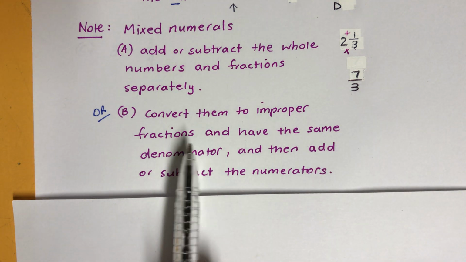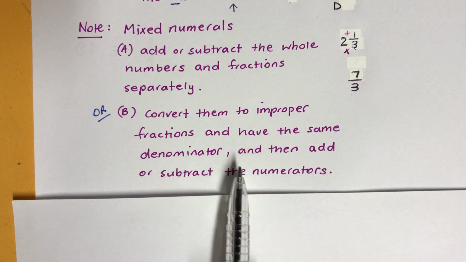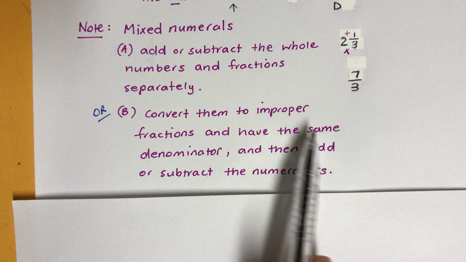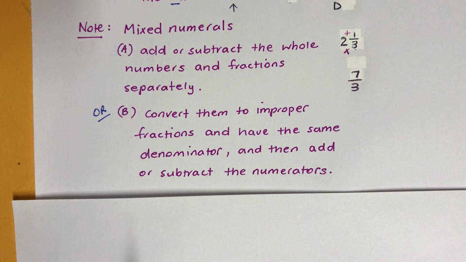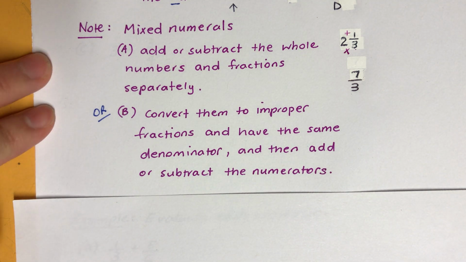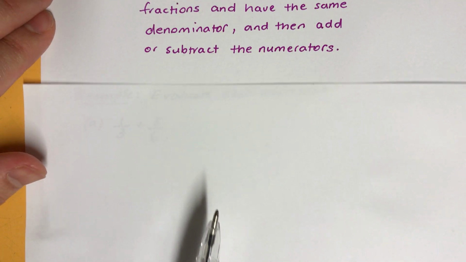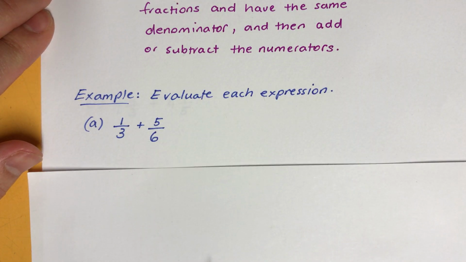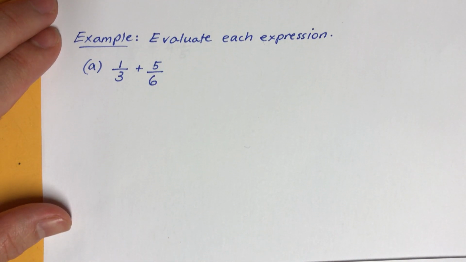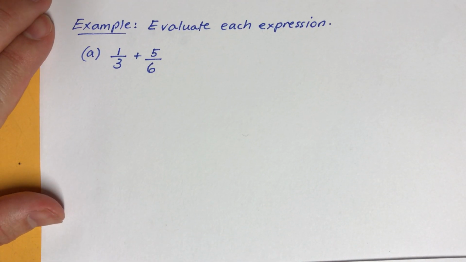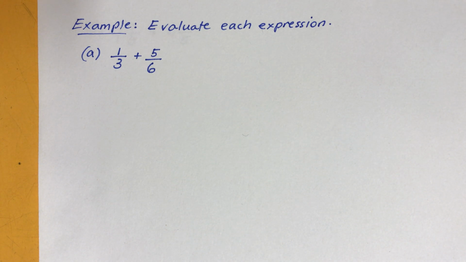Okay? So we convert that first, and then we find the common denominator, and after that we add or subtract the numerators. Okay, well, let's have a look at the examples now. Okay, first example: evaluate, which means solve, each expression. So expression A is 1 over 3 plus 5 over 6.